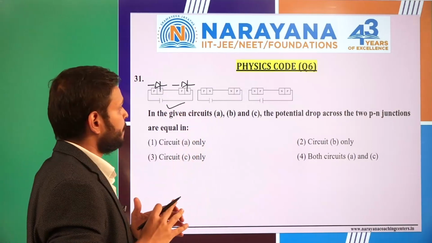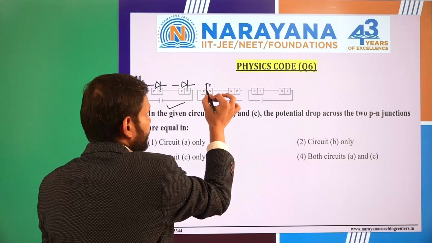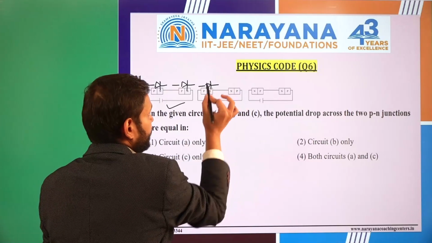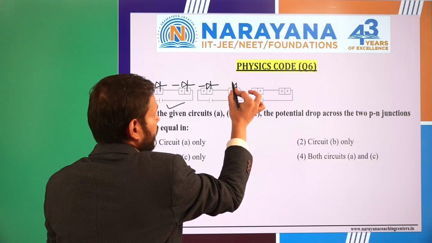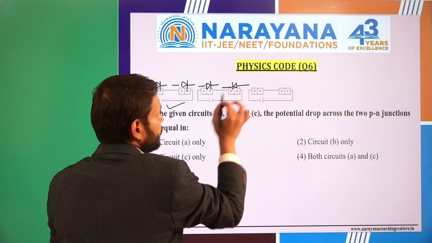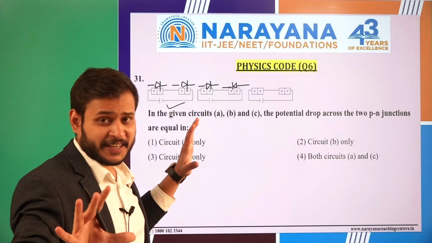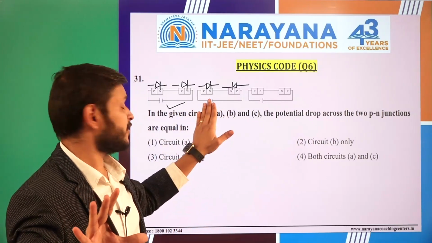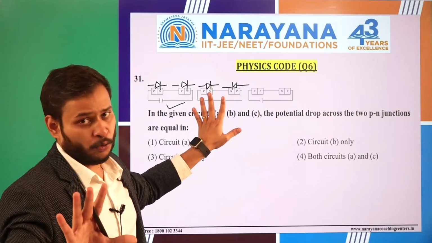In the second one, you see this first diode is forward biased, but at the other end this one is reverse biased. We know that in the forward biased case and the reverse biased case, the resistances of a diode are different. So of course the potential difference will be unequal over here.